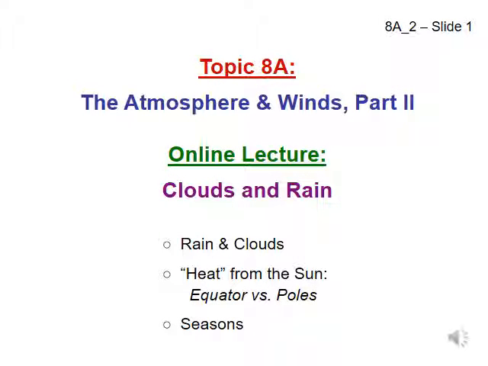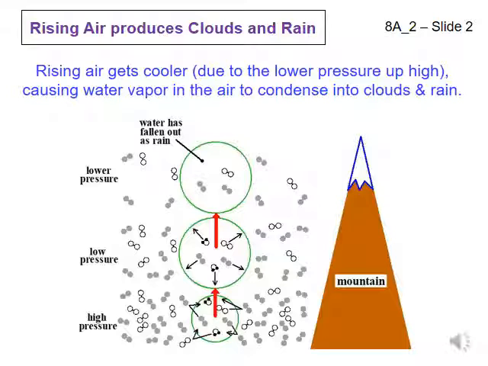Slide 1. The Atmosphere and Winds, Topic 08A, Part 2, Clouds and Rain. Slide 2. As air rises, it cools due to the reduction in atmospheric pressure.